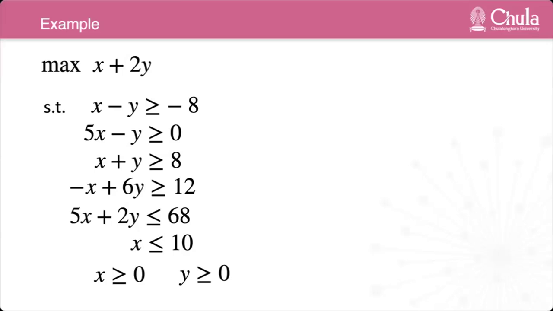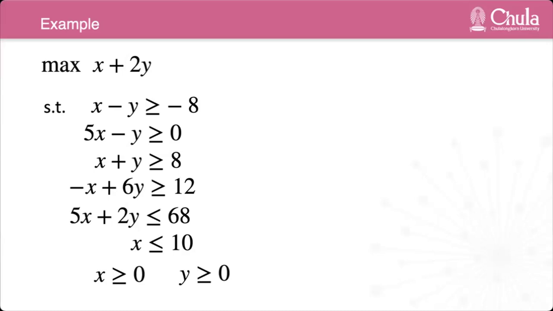But the second inequality is greater than or equal to 0. You can change it to lesser than or equal to 0. It's okay because 0 is 0. And the next one, x plus y is greater than or equal to 8. This one you cannot multiply by negative anymore because the right-hand side is positive already.